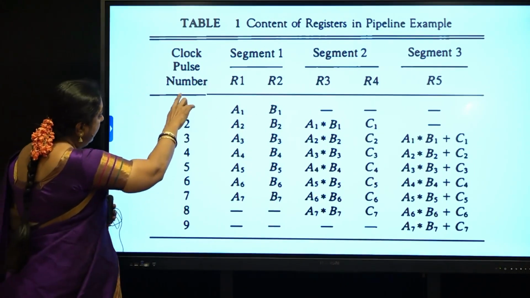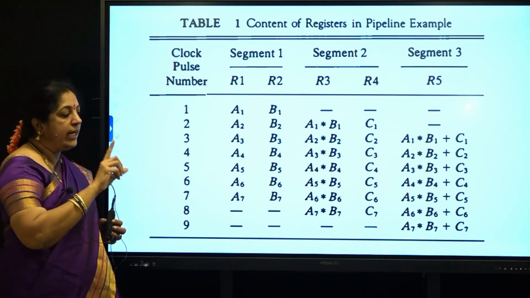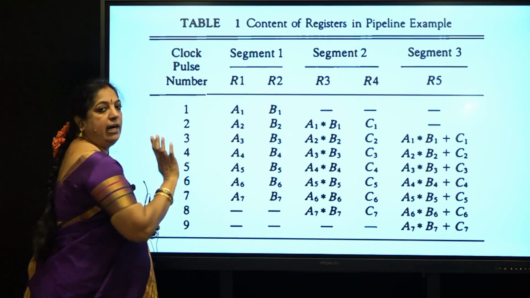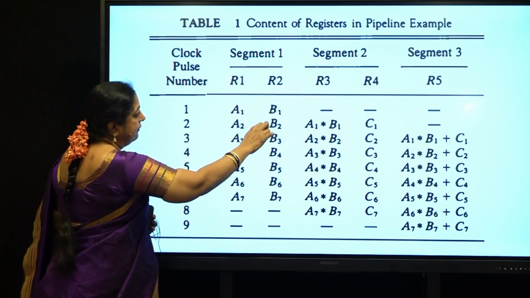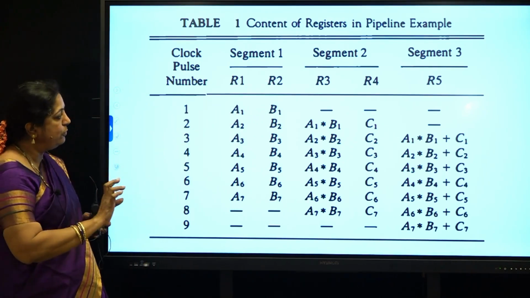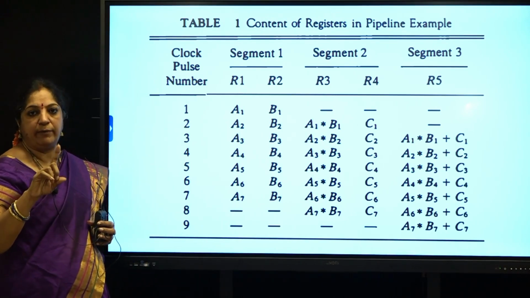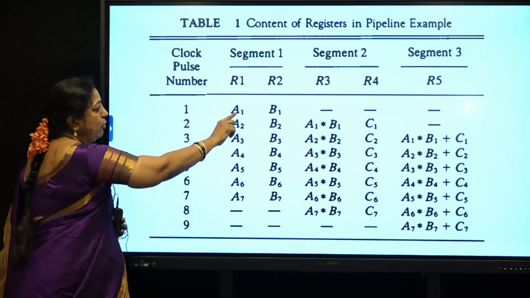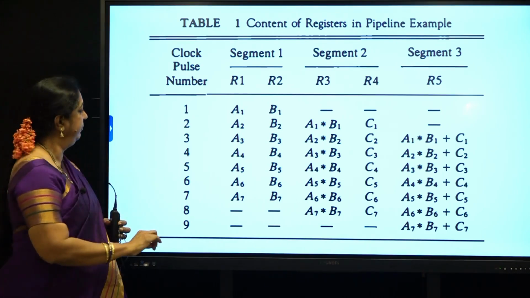So in clock pulse 1, at a time you can do only R1 and R2 once. A1 is stored in R1, B1 is stored in R2, and the remaining segments you are not touching in clock pulse 1. So in the first clock pulse only these operations happen, that means segment 1 is performed, that is all.